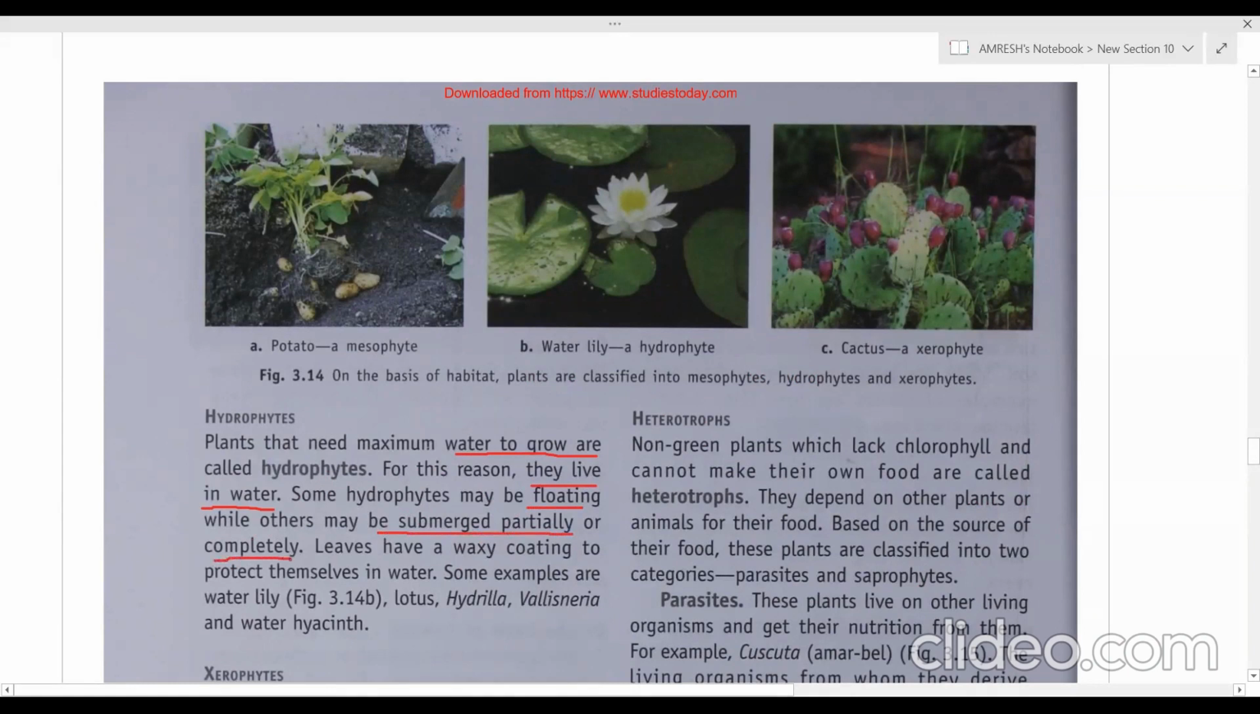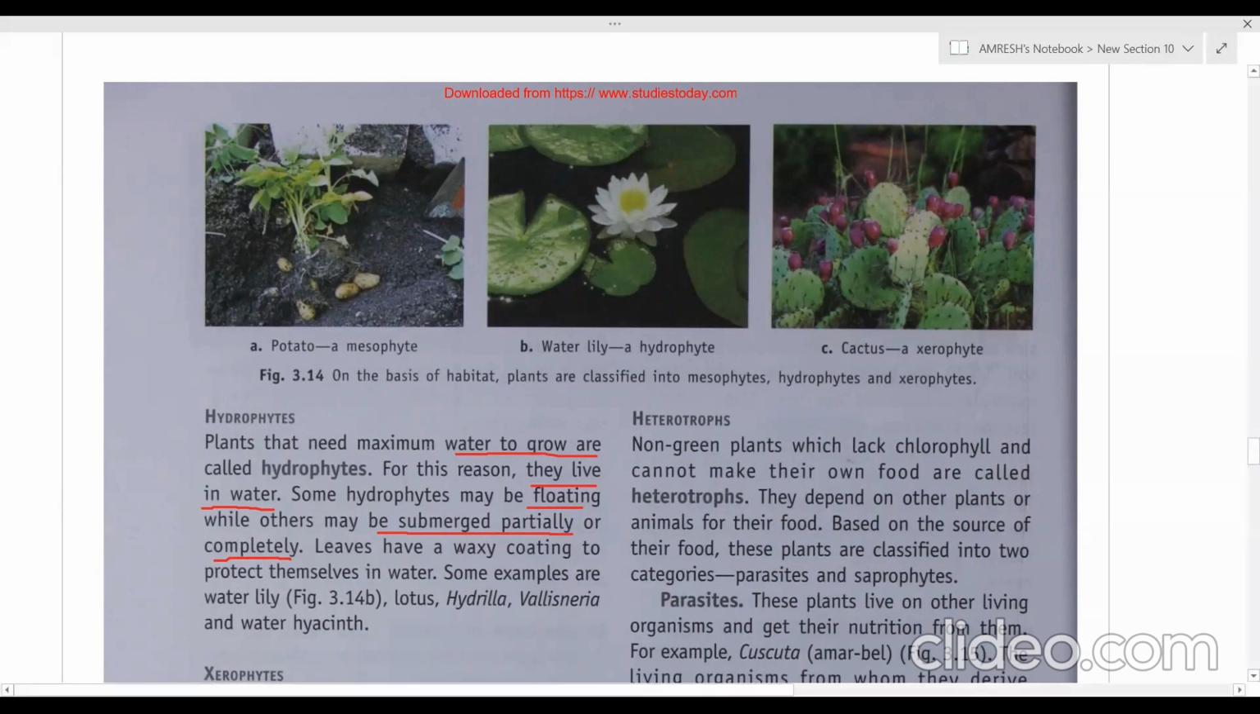Hydrophytes three types होते हैं. One above the water, one submerged, मतलब partially submerged होंगे, half above the surface of the water, half below the surface of the water. And some plants are submerged totally, सब पूरा inside पानी होंगे.